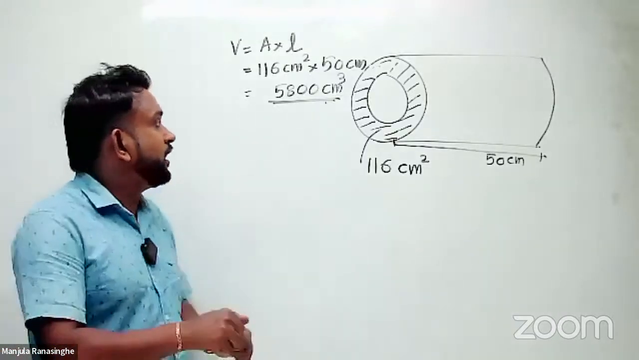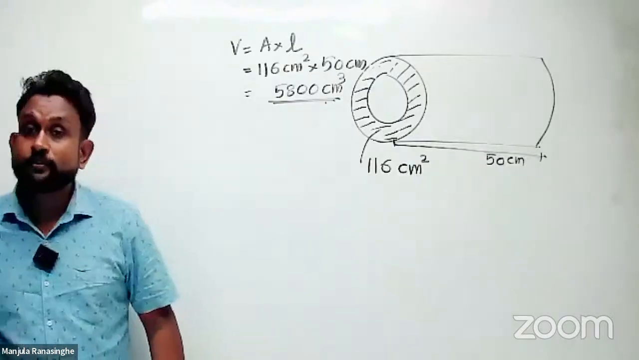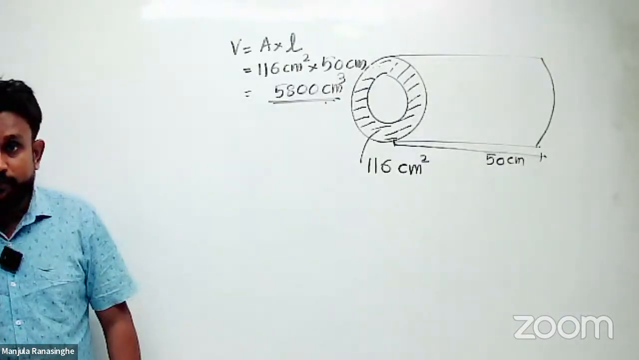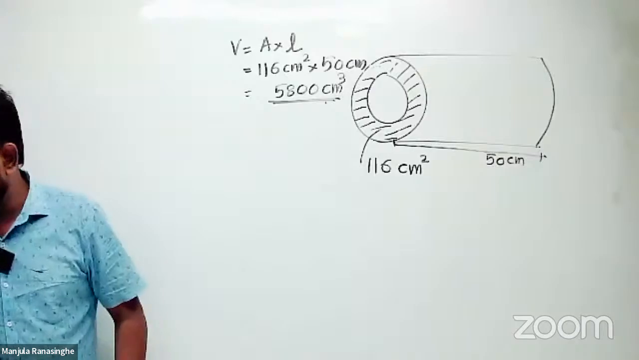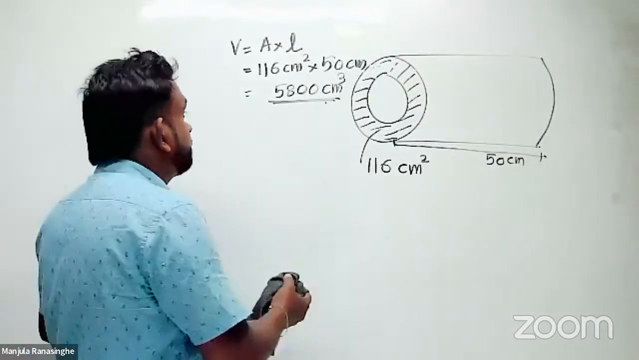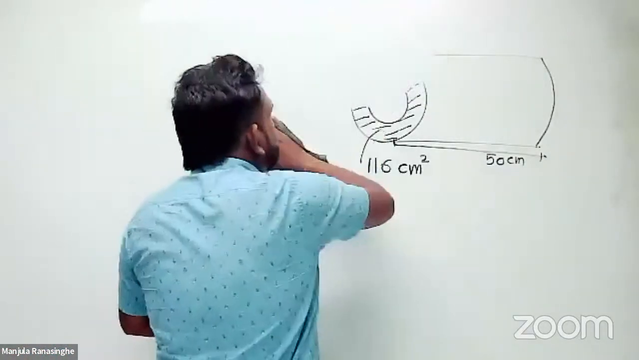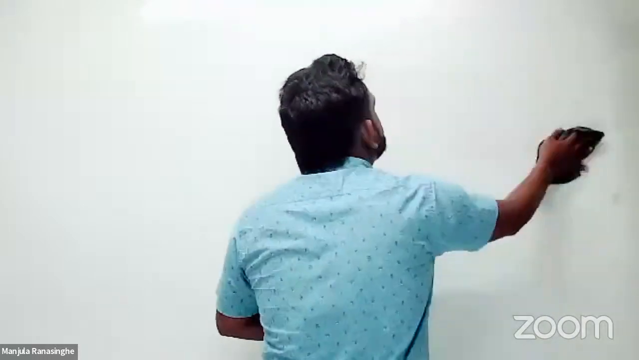Right. So now that is done. The volume is okay. Now we move to question number 13. Just take the cross-sectional area and multiply with the length. Remember the way of doing it.